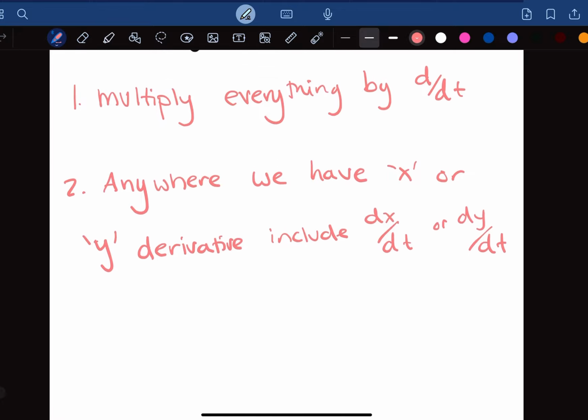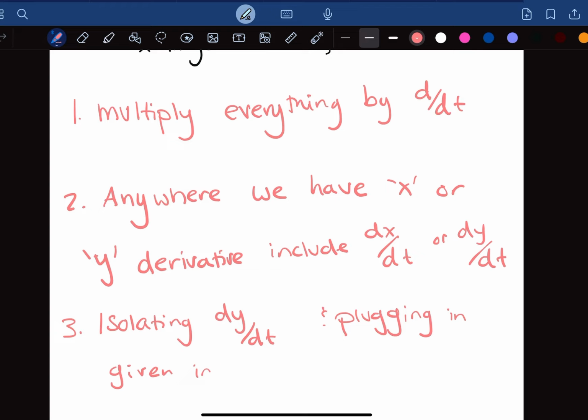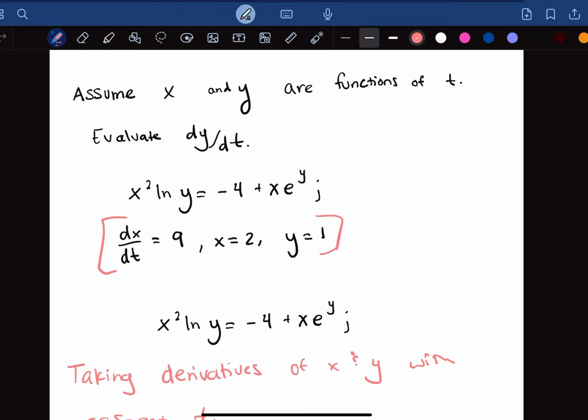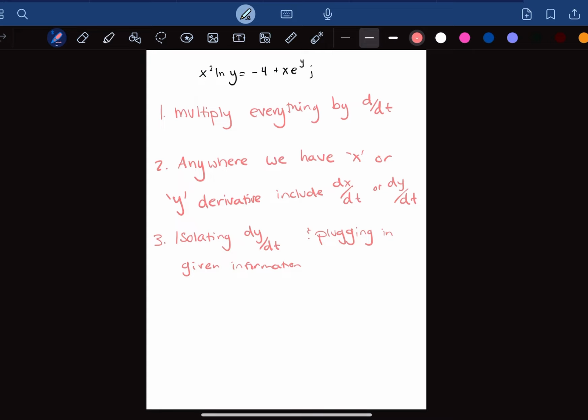The final step is going to be isolating dy over dt by itself and then plugging in the given information. The given information is dx over dt is equal to 9, x is equal to 2, and y is equal to 1. So these are the steps that we're going to take for this problem. It's really similar to any implicit differentiation problem, just instead of taking the derivative with respect to x, we're taking the derivative with respect to t.